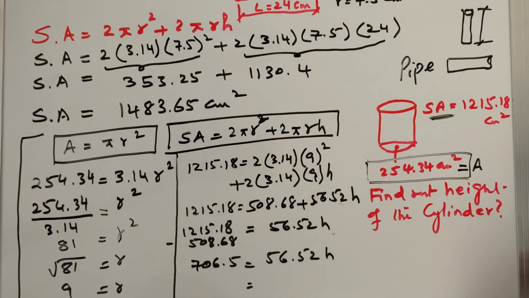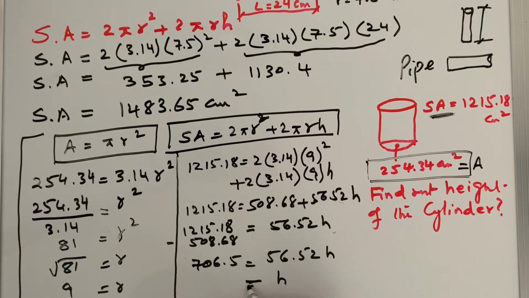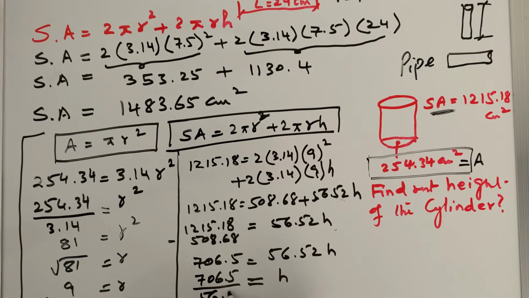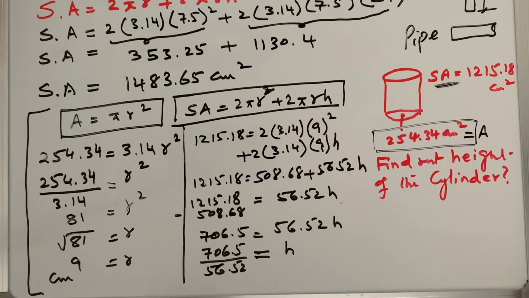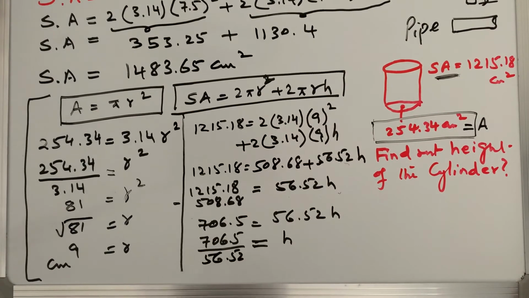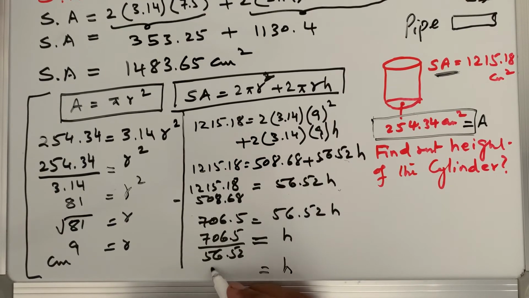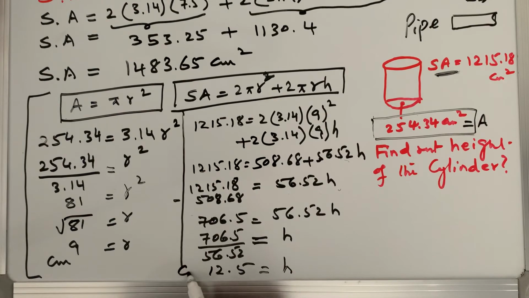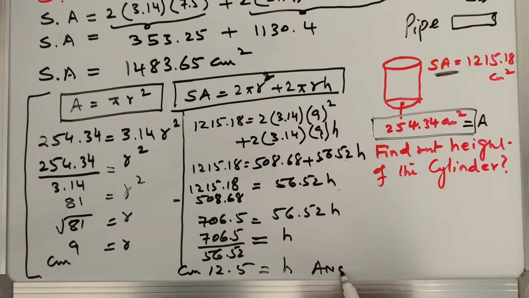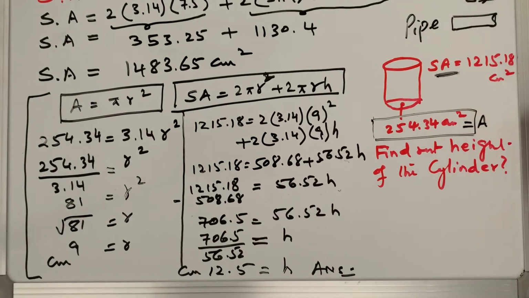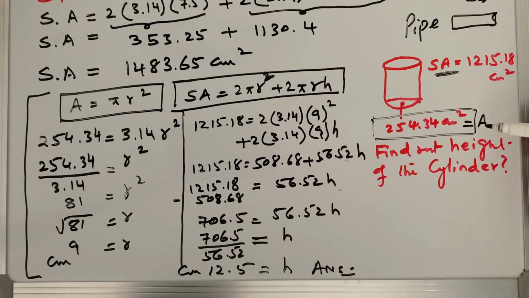Now I have to transfer this to isolate h. So I will say 706.5 divided by 56.52, right? If I divide this, I will get my value of h. So h is, if we divide these two, 12.5 centimeters, which is my answer. So the question was: find the height of the cylinder if its surface area is given, and in the picture they show the bottom of the cylinder as area equals 254.34. Find the height of the cylinder.